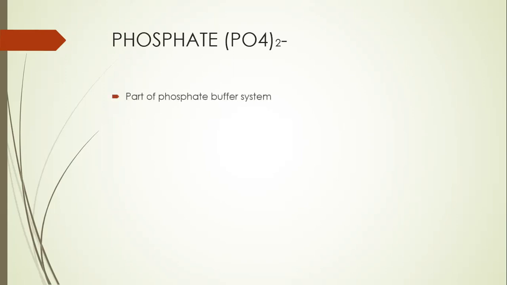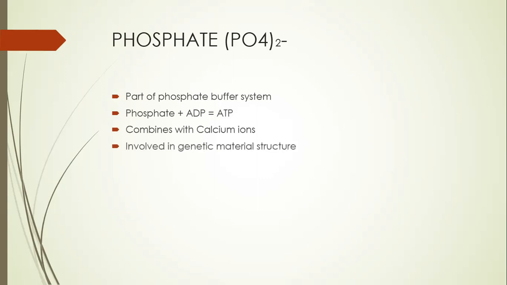Next is the phosphate. So it is part of the phosphate buffer system. So we have the phosphate buffer system and the bicarbonate buffer system. It combines with ADP to form ATP, and it combines with calcium also. It is involved in genetic material like RNA as well as DNA.